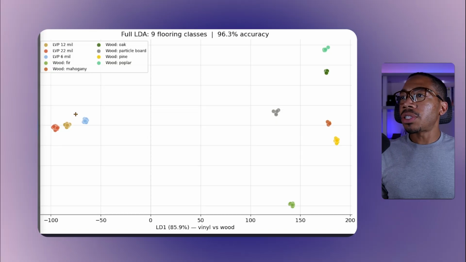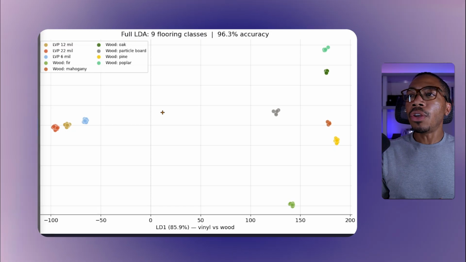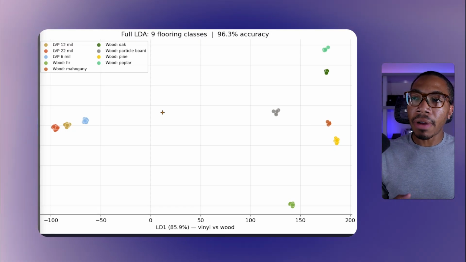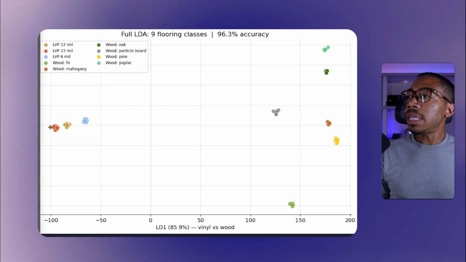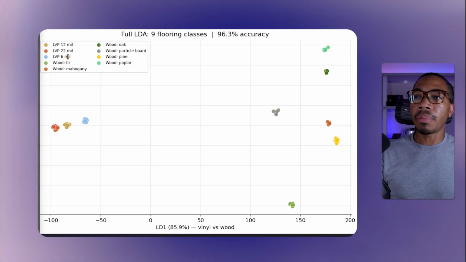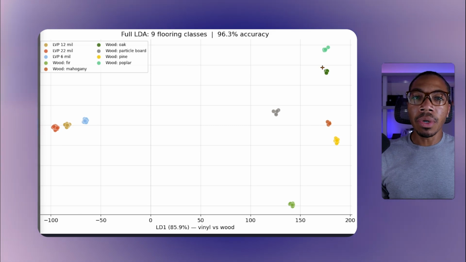And lastly, let's build one more model to look at all of these samples in this study together. And when we see this visualization here, we see that the model would have had no problem separating wood from vinyl. And even then, we're starting to see that we can even separate within a single model the 12, 22, and 6 mil vinyl planks, as well as our different wood types.